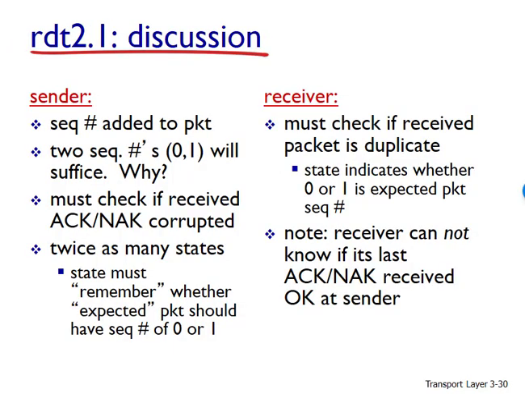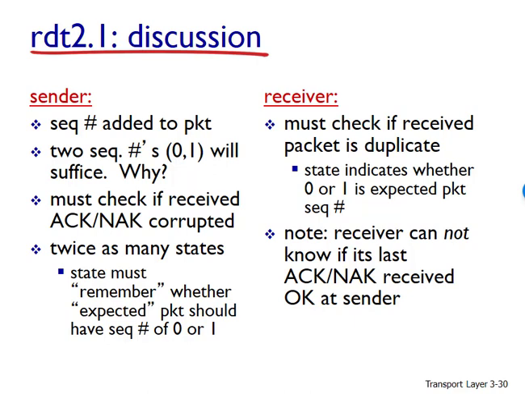Protocol RDT 2.1 uses both positive and negative acknowledgments from the receiver to the sender. When a correct packet is received, the receiver sends a positive acknowledgement for the packet it has received. When a corrupted packet is received, the receiver sends a negative acknowledgement.